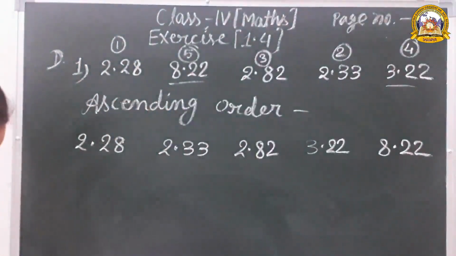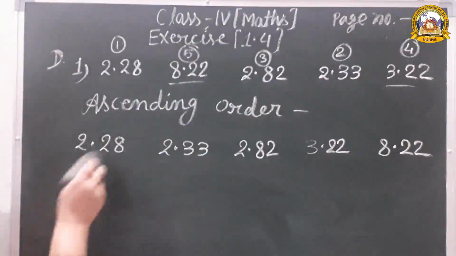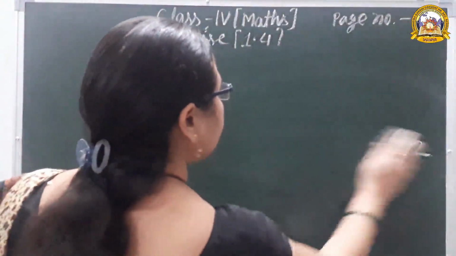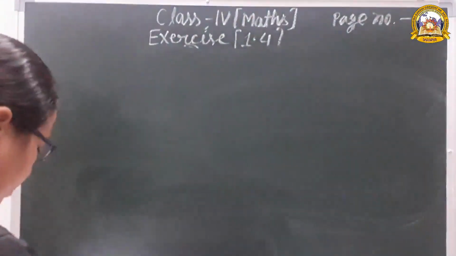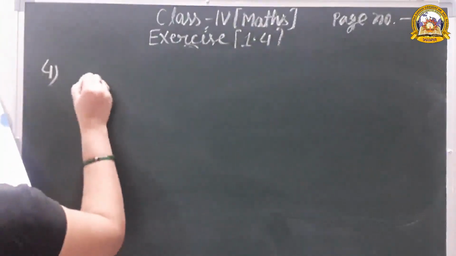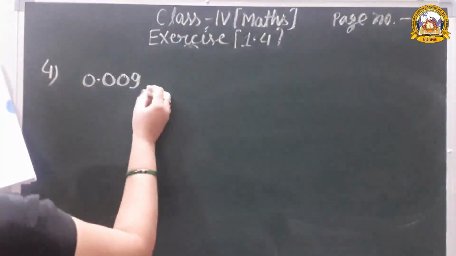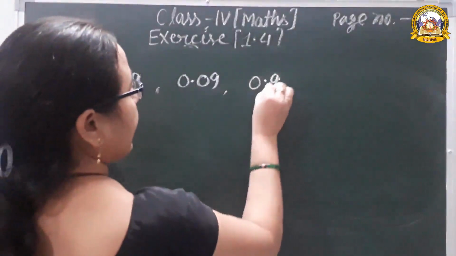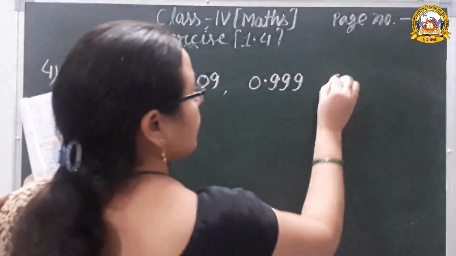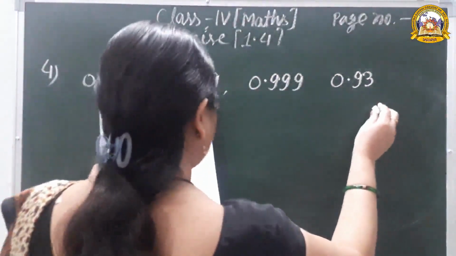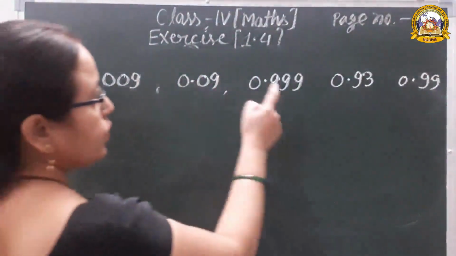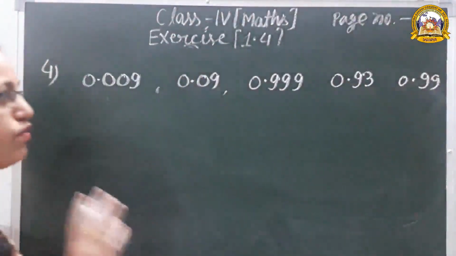Okay, another question. Question number 4. In question number 4, we are applying the same method. There are also some decimal numbers given. Which are the decimal numbers? 0.009, then 0.09, then 0.999, then 0.93, and finally 0.99. How many decimal numbers are there? 1, 2, 3, 4 and 5. There are 5 decimal numbers.